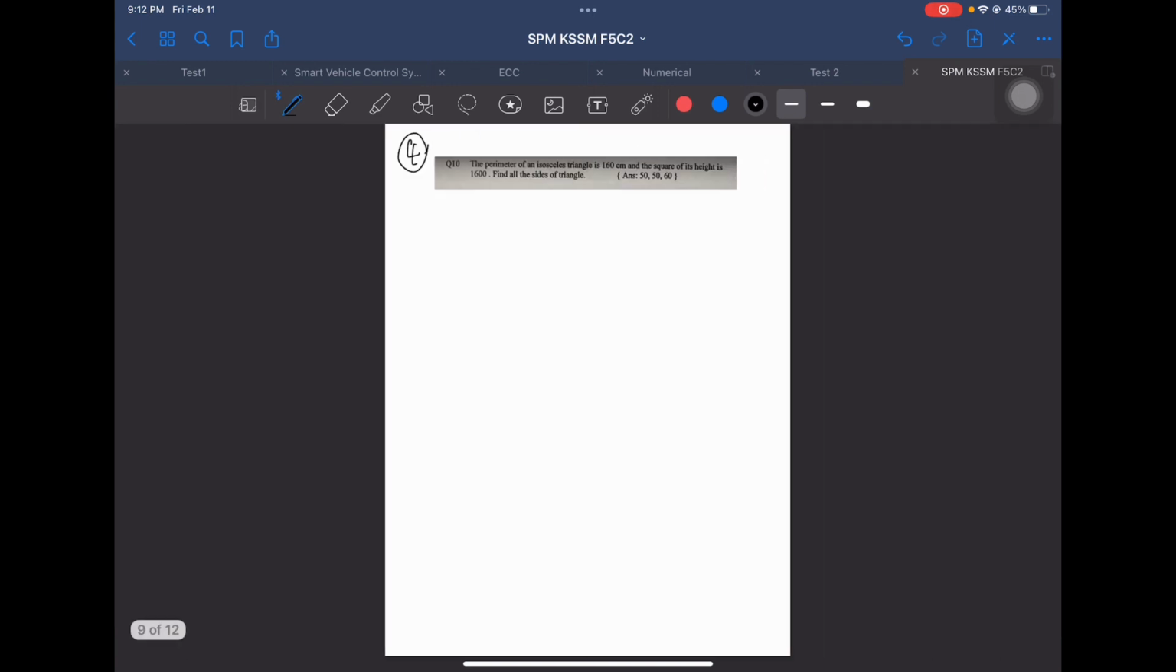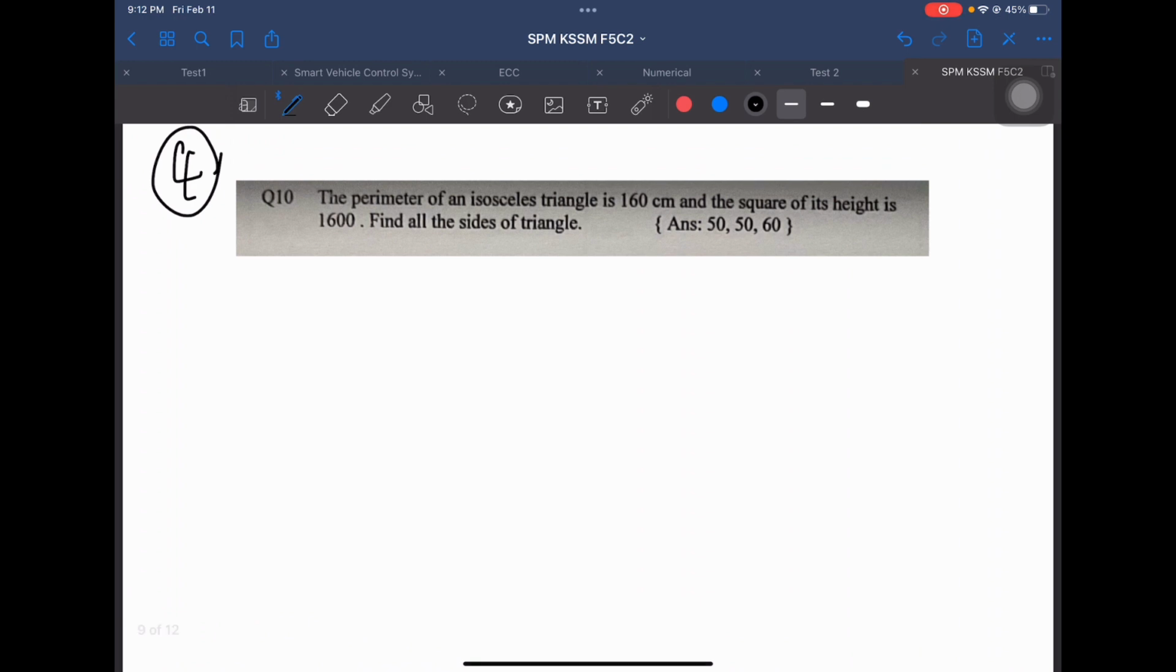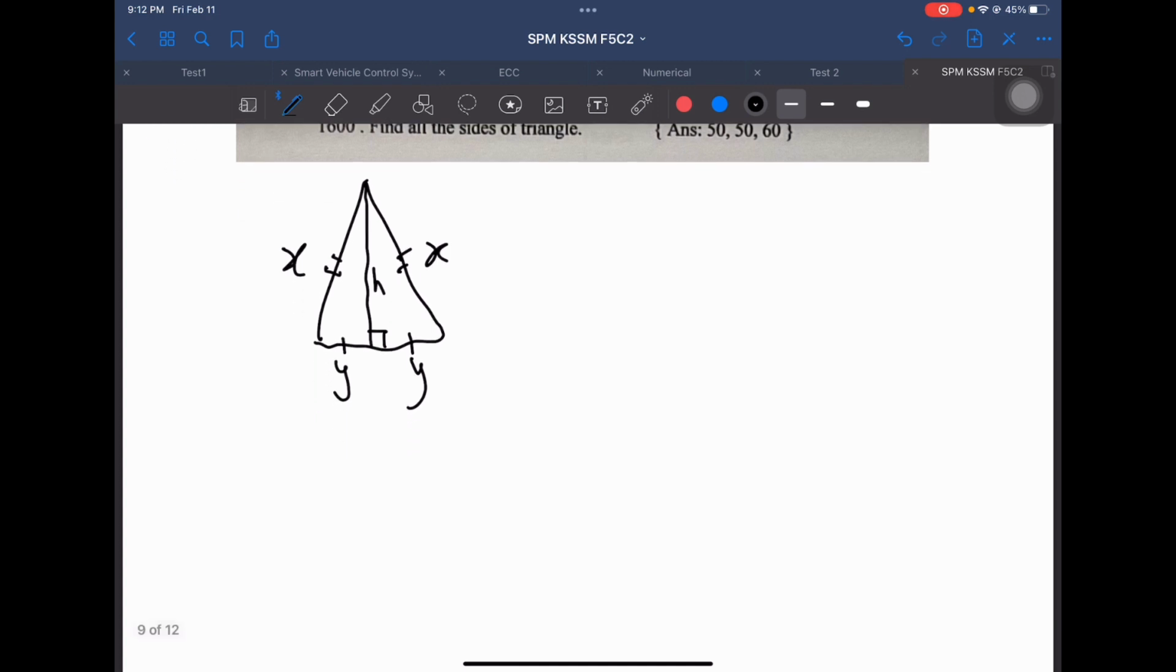So let's move on to the fourth question. The perimeter of an isosceles triangle. Okay, isosceles triangle, you all should know, means two sides are the same, and when you draw a perpendicular line in the middle, this is equal to this. So let's call all this y. And then the square of this height is 1600. And it gives you the perimeter. Find all sides of the triangle.